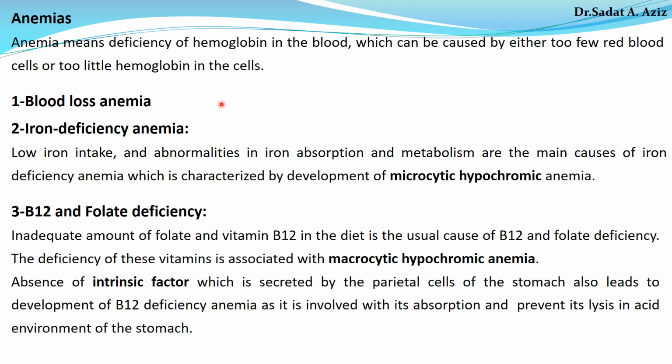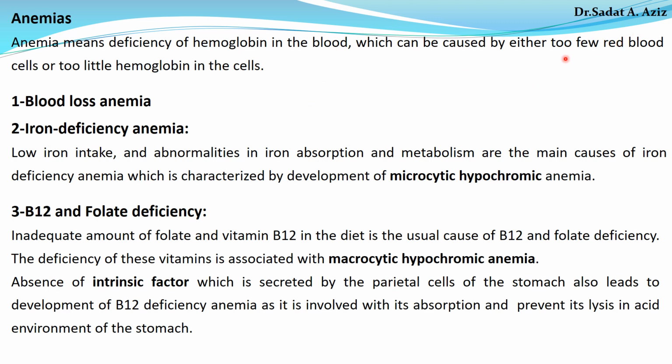Anemia. Anemia means deficiency of hemoglobin. What do you mean by deficiency? It means the amount of the hemoglobin within the blood is reduced as a result of what? Of either too few red blood cells within the circulatory system or little amount of what? Of hemoglobin within the cells.